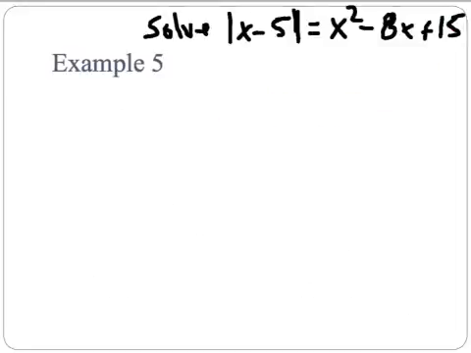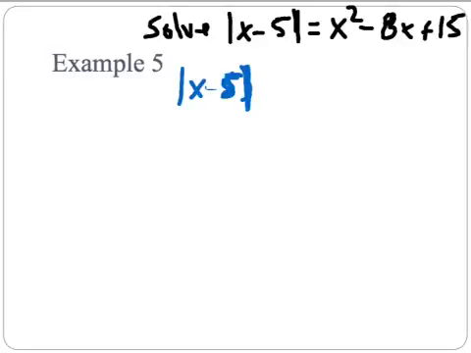Hey, one last example here. We've got the absolute value of x minus 5 equals x squared minus 8x plus 15. And if you remember back, the first thing we want to do here, the first thing is always identify it as a piecewise function.